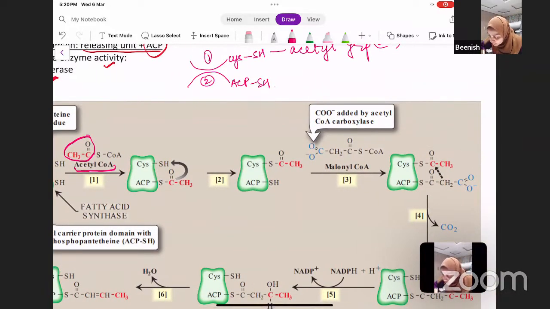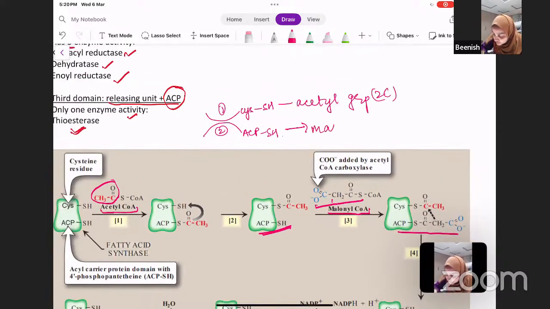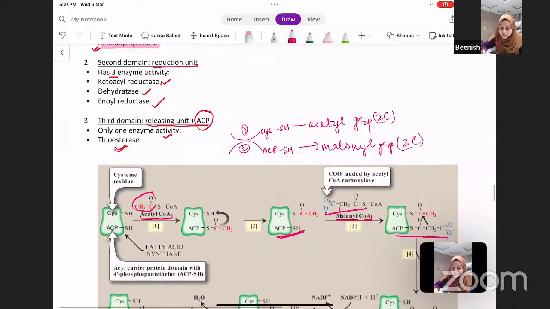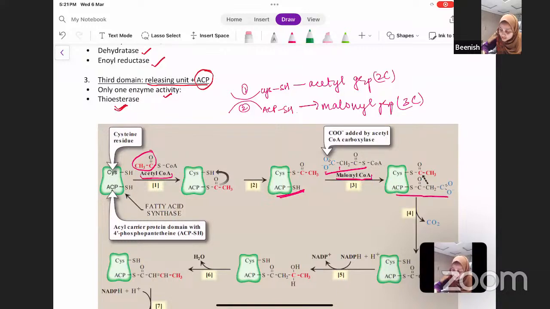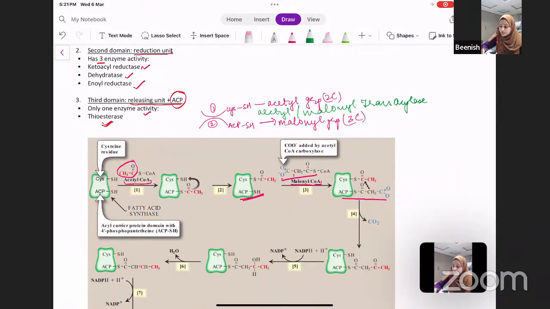And your malonyl from malonyl CoA attaches to where? The ACP sulfhydryl group. You can see this. So here in my hand diagram, what is attaching here? Malonyl. And your malonyl group is 3 carbon. And this is brought about by the first enzyme, that is acetyl malonyl transacylase. Okay, I hope this step is clear.